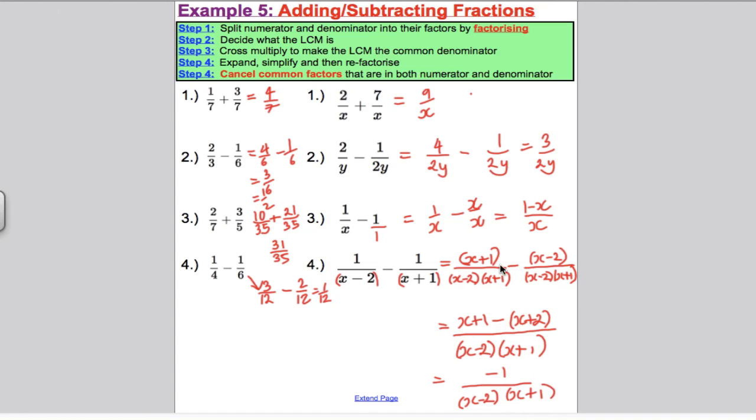Be very careful here. If you forgot your brackets here, you might be tempted to just say x take away x is nothing and 1 plus 2 is 3. It's not that. This subtract means subtract everything from this side, so be very careful there.